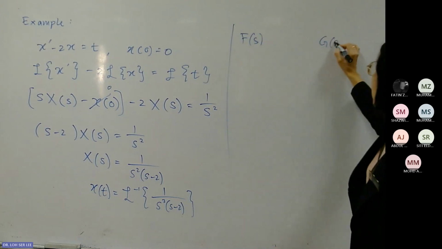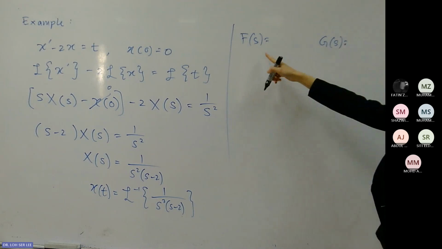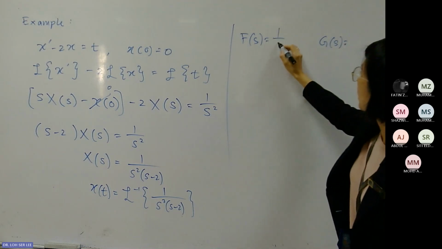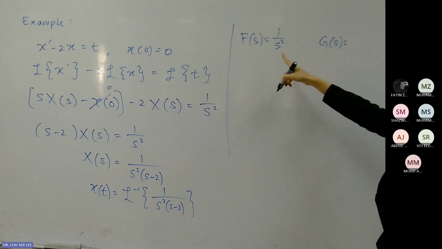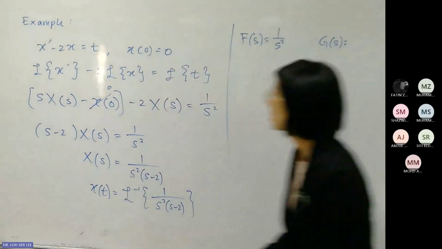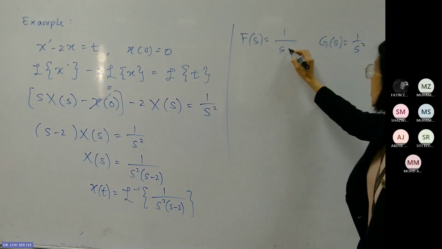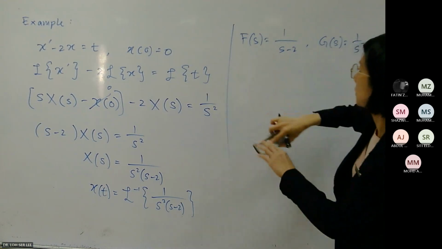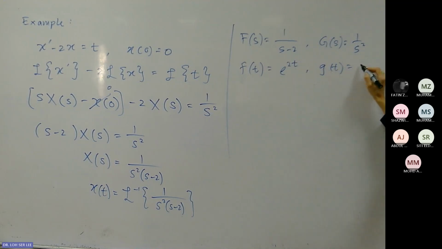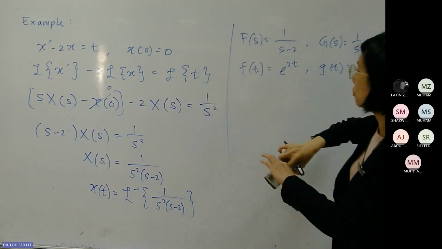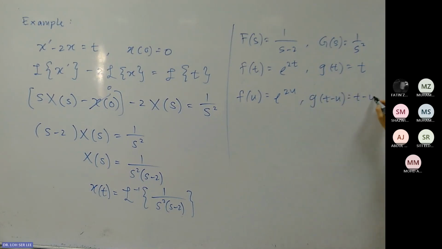So to solve this, what is your F(x)? What is your G(x)? F(x) will be 1 over s squared, and you want to have 1 over s minus 2. I will choose 1 over s squared here and minus 2 here. So f(t) will be t, g(t) will be e to the 2t. f(u) will be u, and g(t minus u) will be e to the 2 times t minus u.